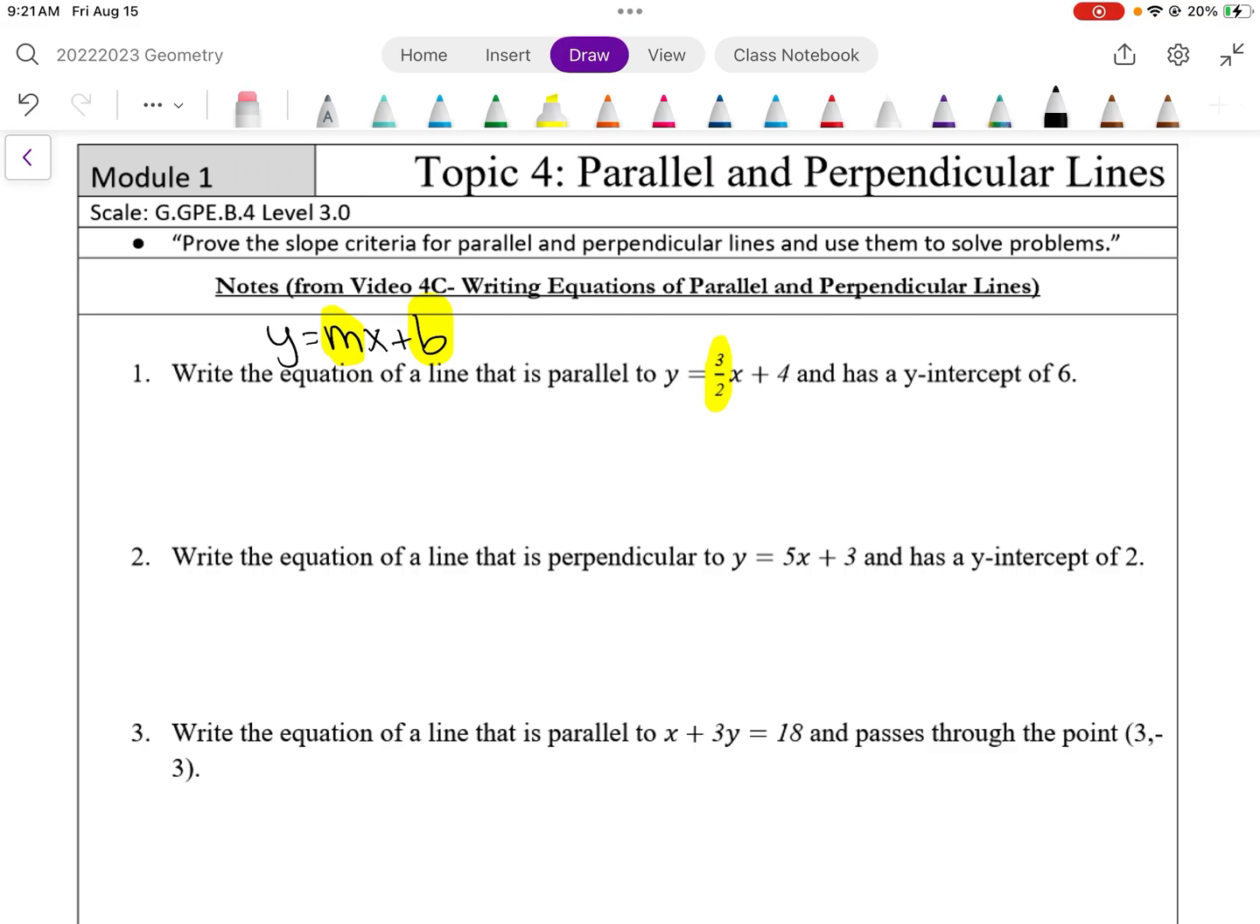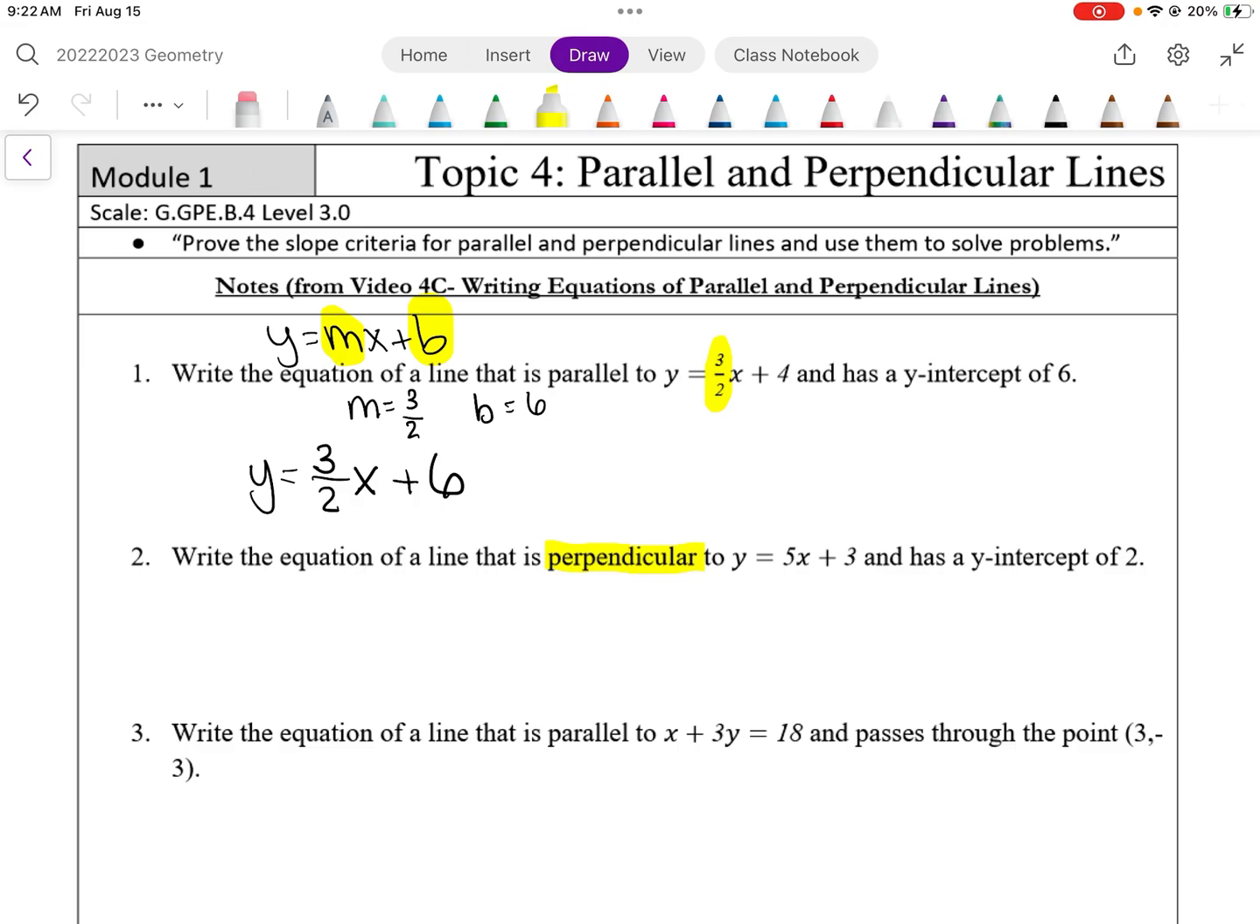If I want my line to be parallel to this one given, this one has a slope of 3/2. So if I want it to be parallel and never touch that, I want my slope to also be 3/2. And then it also gives us our b. It says, and has a y-intercept of 6. So it's giving us our m, it's giving us our b. That's really all we need. So our line that's parallel to the given would be y equals 3/2 x plus 6.